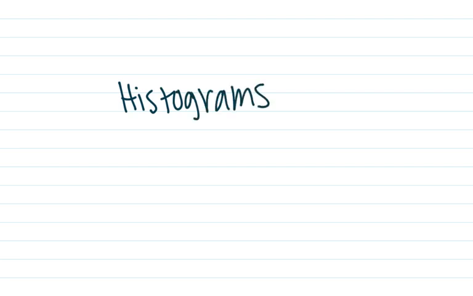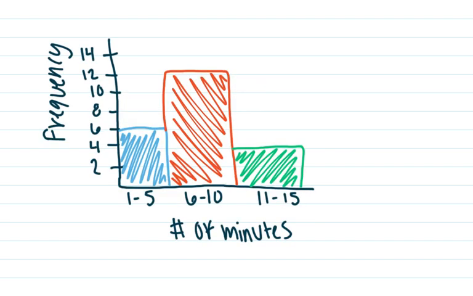Histograms are a type of data representation that uses a graph to show continuous data in intervals. So let's take a look at what a histogram looks like. This is a histogram tracking the number of minutes for something. It could be practicing something or reading or walking your dog or whatever.